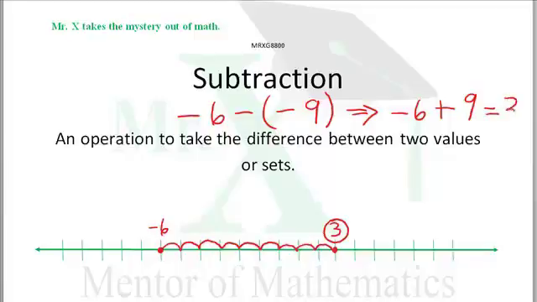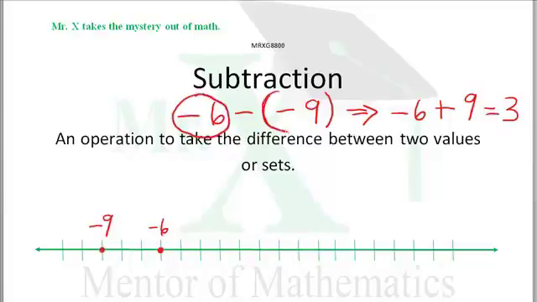Indeed, it's 3, but there's another way to look at it. What's the original problem? The difference between these values. That's what this minus sign means. It means take the difference. So what's the difference between negative 6 and negative 9? Well, that distance is 3.